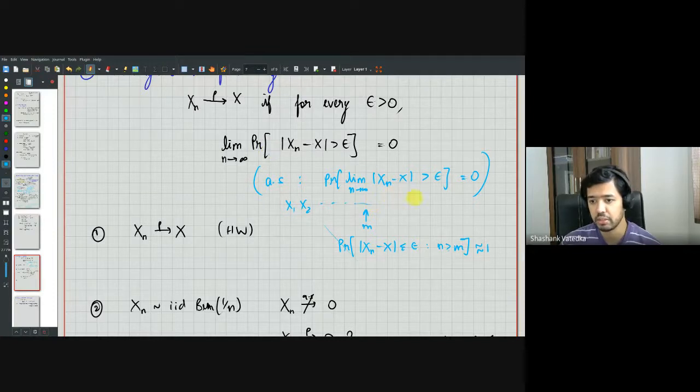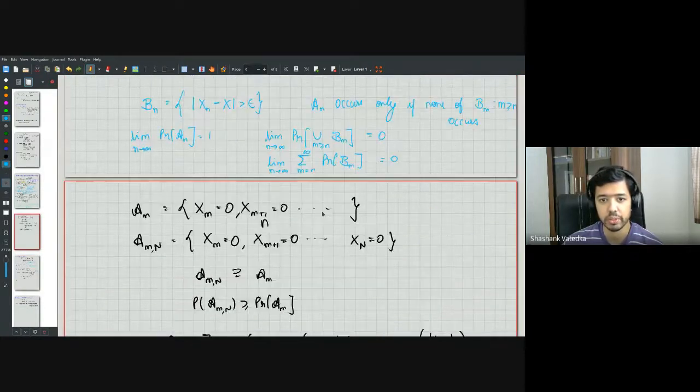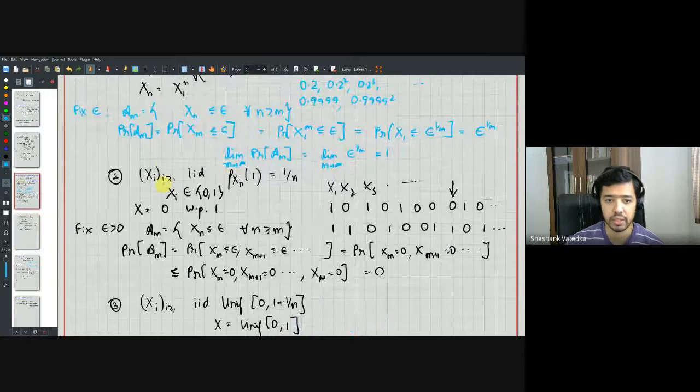There could be many n's beyond which, so for every m, you could find infinitely many n's beyond this point for which this is not satisfied. But the limit of this probability could still be equal to 0. So as I mentioned, if you look at this particular example, this example is helpful.